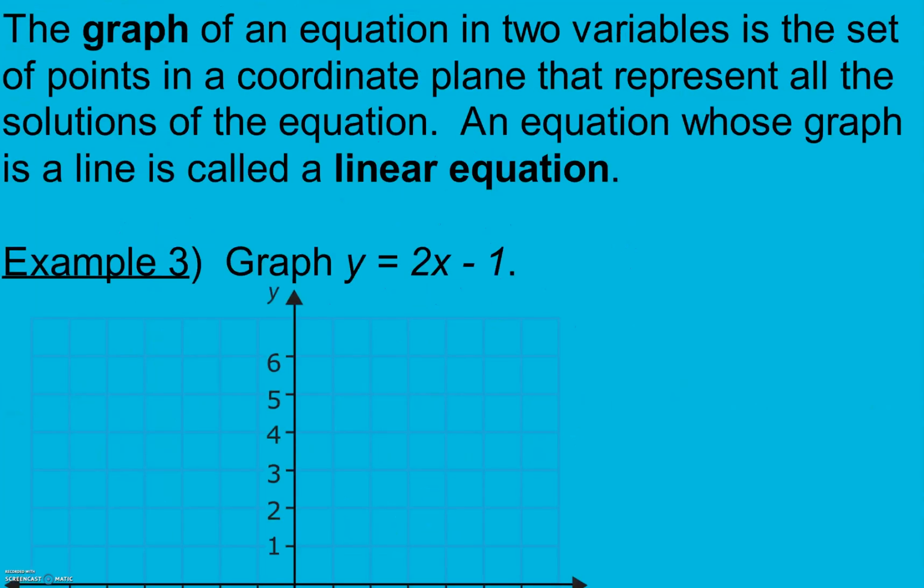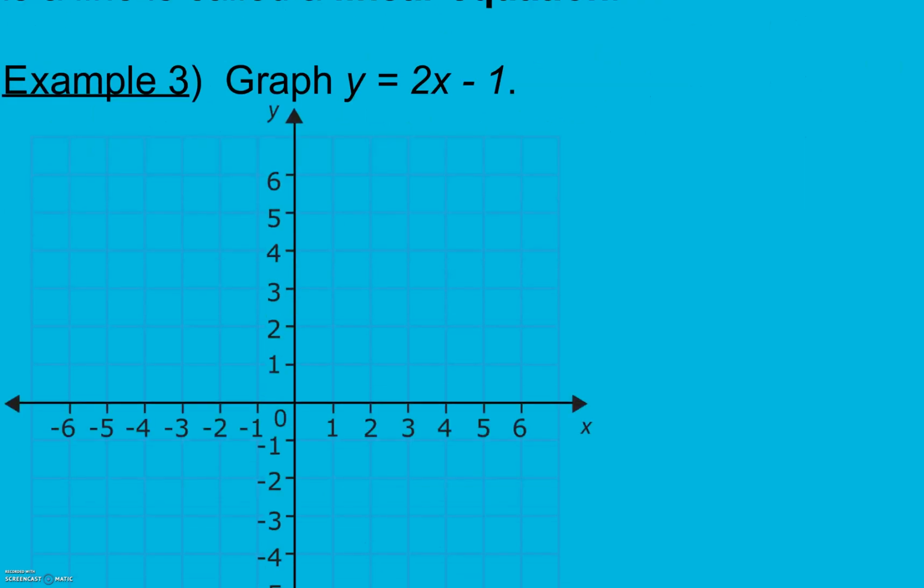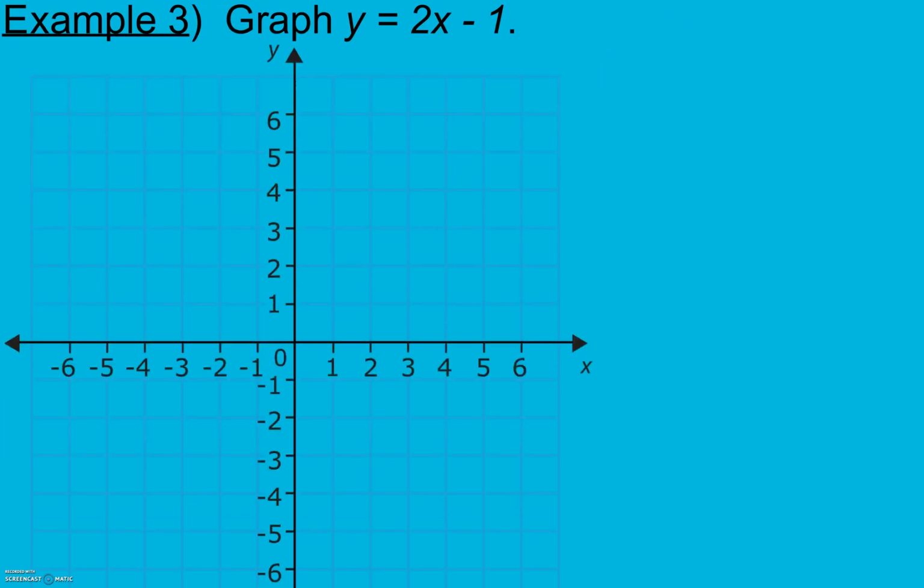Another way that we could have done that problem versus a guess and check that would have gotten us our answer is we could have graphed it. The graph of an equation in 2 variables is a set of points in a coordinate plane that represent all the solutions of the equation. An equation whose graph is a line is called a linear equation. So once we graph an equation, guys, we can see all of our values. So rather than guessing and checking to find what we're looking for, we can look at our graph and pick out our values. So we're going to graph this the same kind of way as we just did with that table of values in the last example.